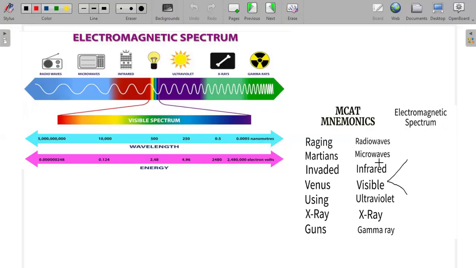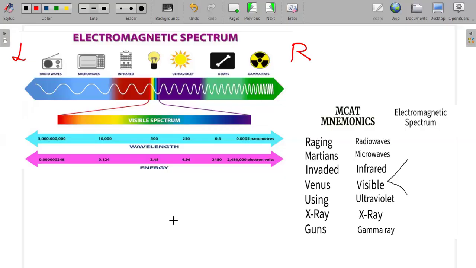The most important thing that you have to know about the electromagnetic spectrum is the order in which they are arranged. From which end do we have the highest wavelength? On which end do we have the lowest wavelength? On which end do we have the highest energy or the highest frequency? And on which end do we have the lowest frequency or the lowest energy? I'll take this here as my left hand side, and this one here as my right hand side.